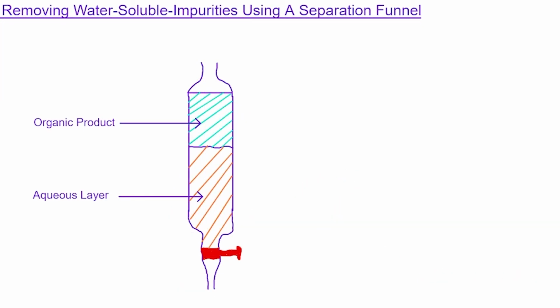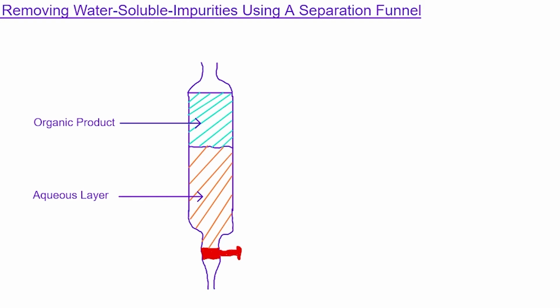Another practical technique that you'll come across looking at organic reactions would be separation. Separation is used to separate a liquid that is insoluble in water from a liquid that is soluble in water. This means that you can use it to remove any impurities in your product that are soluble in water in a simple and effective manner.